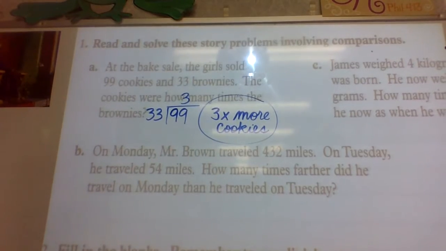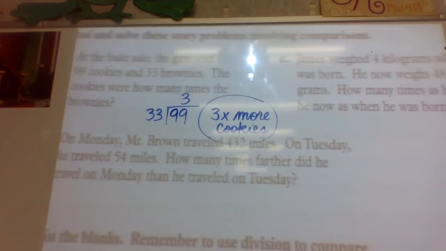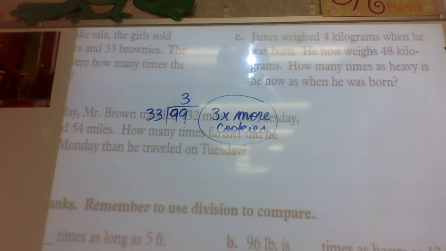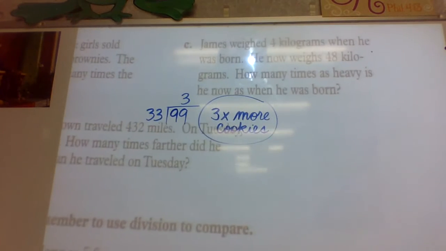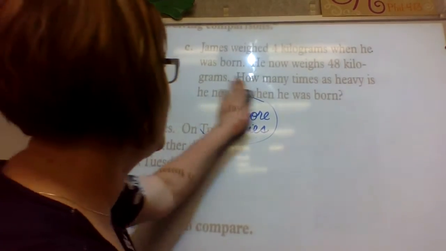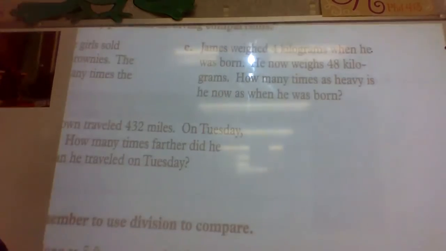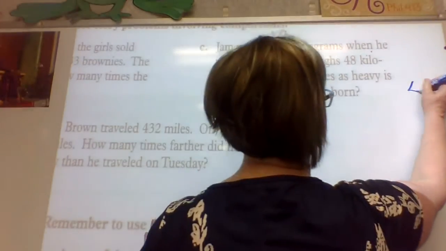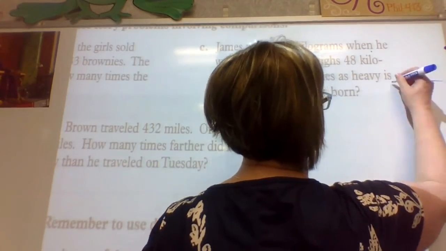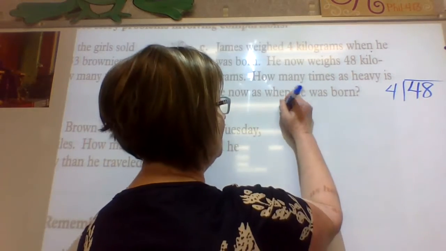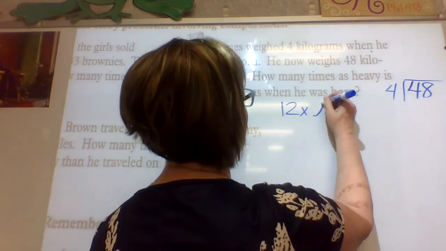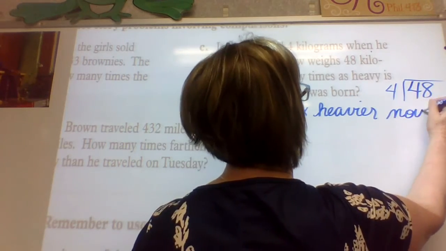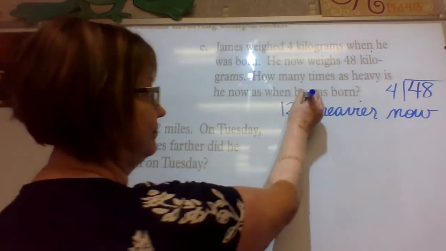Okay? And the second one says James weighed 4 kilograms when he was born. He now weighs 48 kilograms. I'm just going to move this over. How many times as heavy is he now as when he was born? So he started off 4, now he's 48. So you do 48 divided by 4, which is 12. 12 times heavier now than he was when he was born.